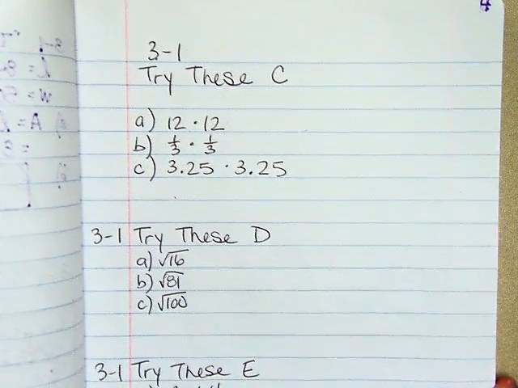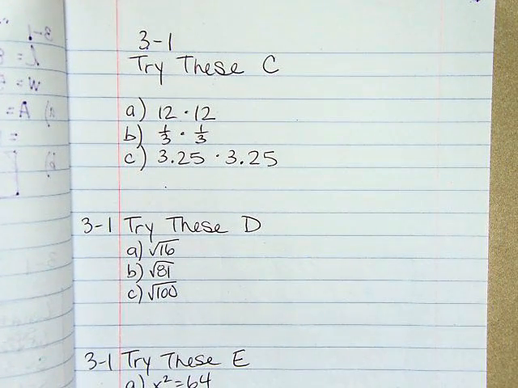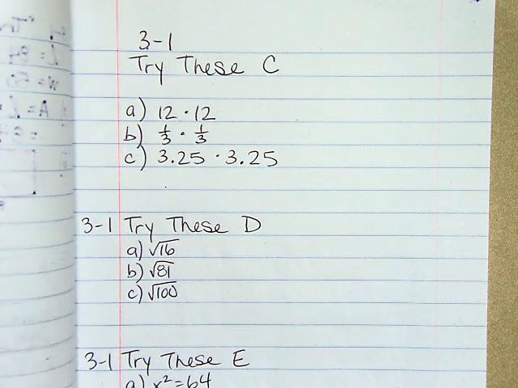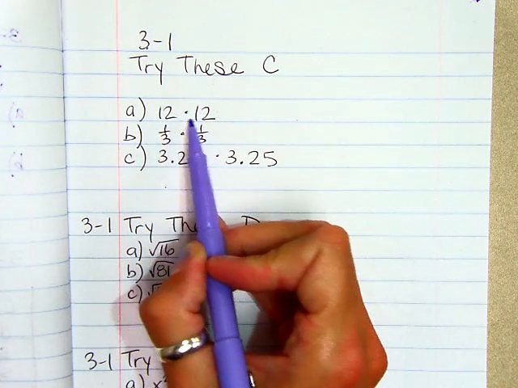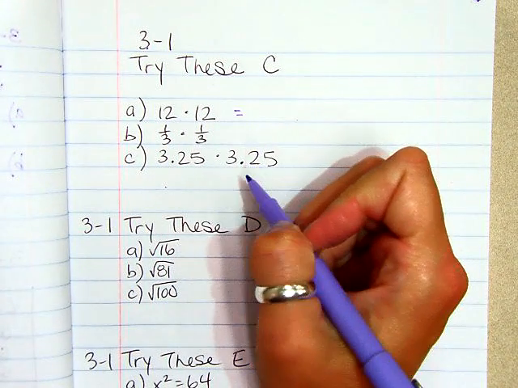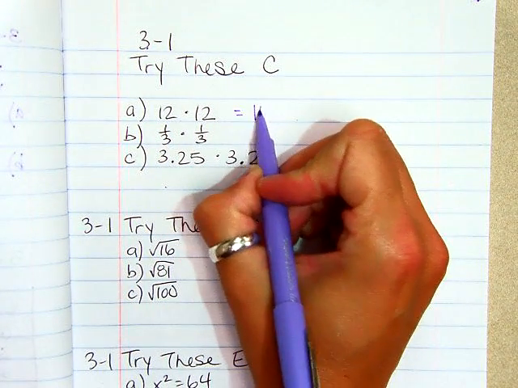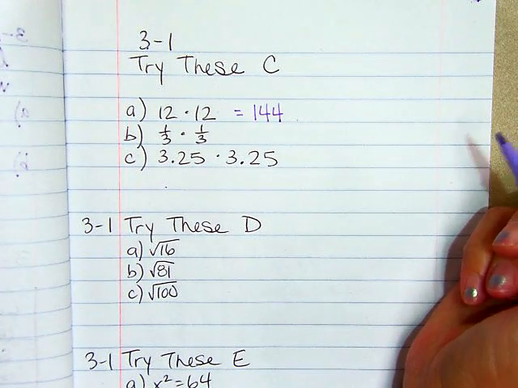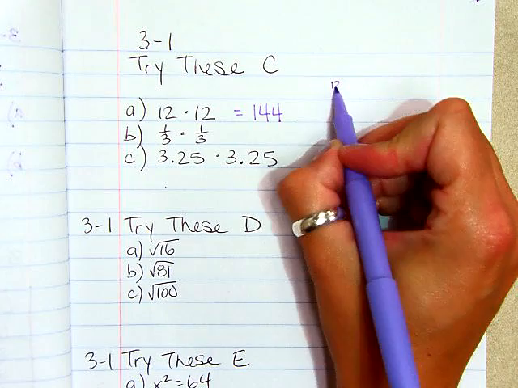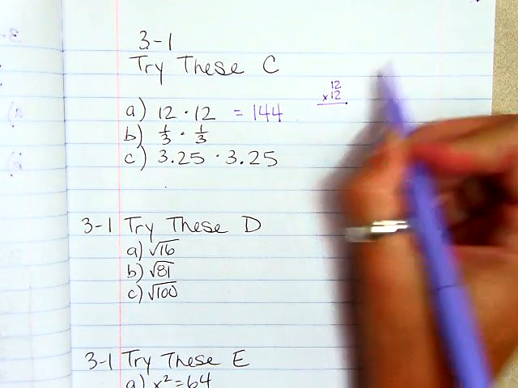Okay, I'm going to do the rest of the try these in section 3.1 all together. So if you're following along, I'm on try these C right now, and it says to simplify. So 12 times 12, we should know under our perfect squares that that is 144. And we should be able to do that without our calculator.